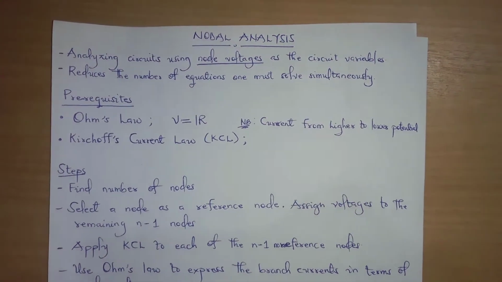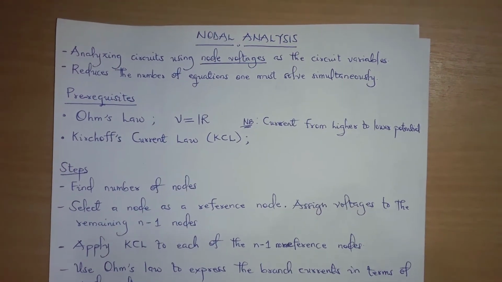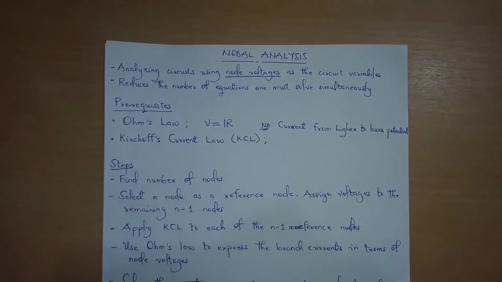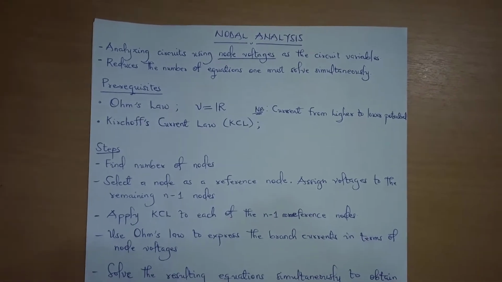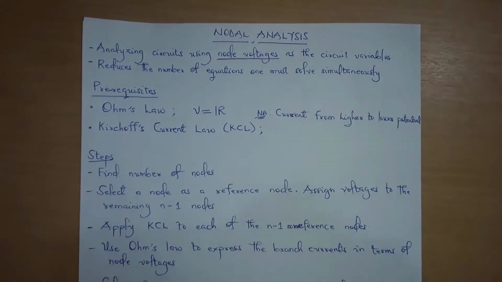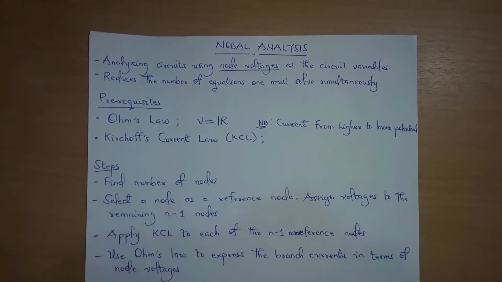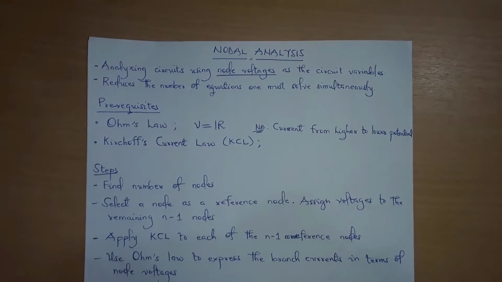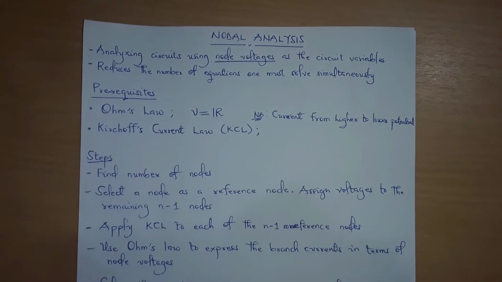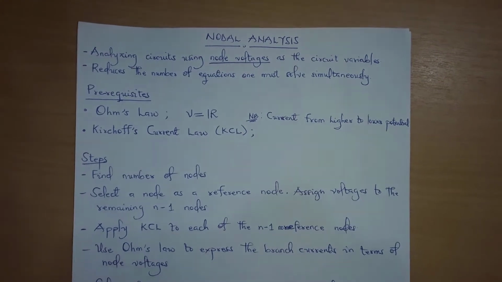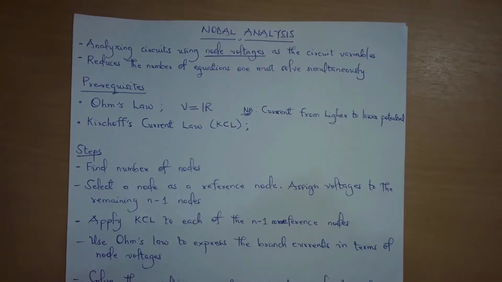So when you have a circuit and you are being asked to analyze it with nodal analysis, the first thing you have to do is to find the number of nodes. So we all know that a node is a point of connection in a circuit where currents meet or they split. Then also it's a connection of two or more branches.